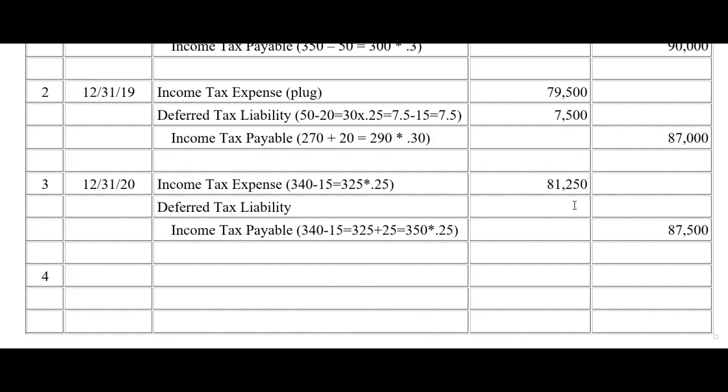81,250. Now, we could just plug our deferred tax liability, or we can prove it out. Well, remember, we carried forward a balance of 30. So we're going to take 30. We just used up 25 of it, so that's going to leave us 5,000 in future earnings that we're going to add to our future income statement. We're going to multiply that by 0.25. Okay, and that's going to give us, excuse me, 1,250. There we go.